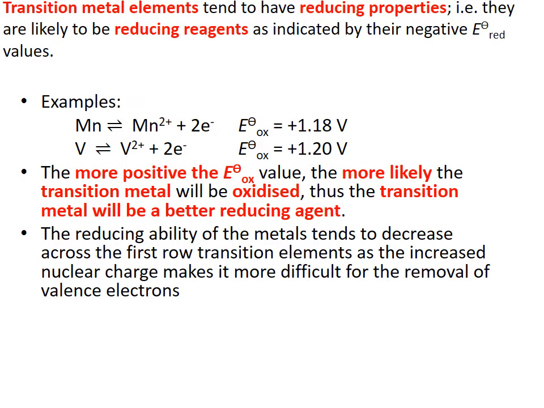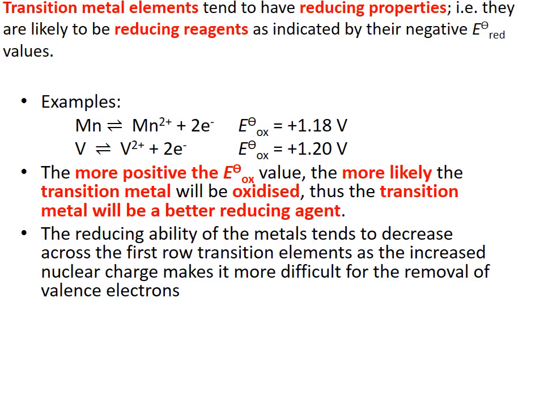What about the transition metal elements themselves? They tend to be reducing agents. Why? Because a reducing agent is easily oxidized. And indeed, the transition metal elements themselves are easily oxidized. If I'm talking about manganese metal, the manganese metal is easily oxidized to Mn2 plus, as indicated by the positive E0 oxidation values. Please take note that if you're talking about oxidation, you should have a subscript OX here.